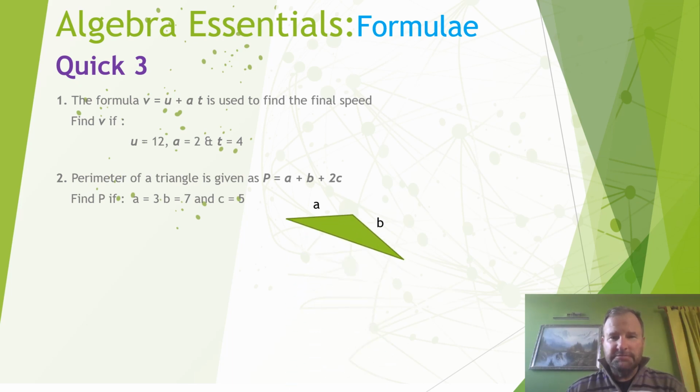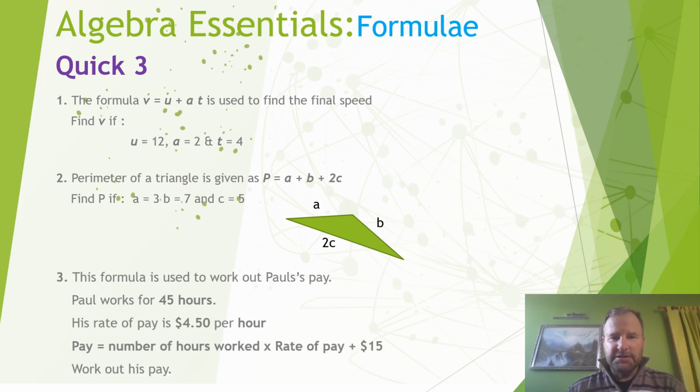Here's the triangle we're looking at. There's the perimeter of the triangle, A plus B plus 2C. Here's the third question. This formula is used to work out Paul's pay. Paul works for 45 hours. His rate of pay is $4.5 per hour. If we use this general formula in words, pay equals number of hours worked times rate of pay plus $15. Work out his pay.